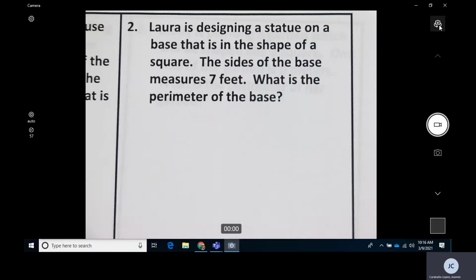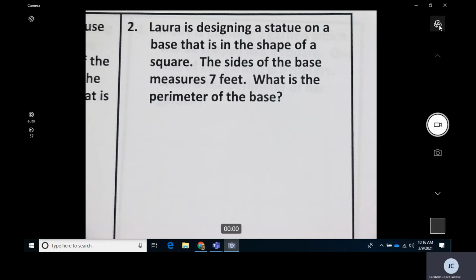Okay, so this is the second problem. Now you're gonna have an opportunity to do this on your own. It says Laura is designing a statue on a base that is the shape of a square. The side of the base measures 7 feet. What is the perimeter of the base?